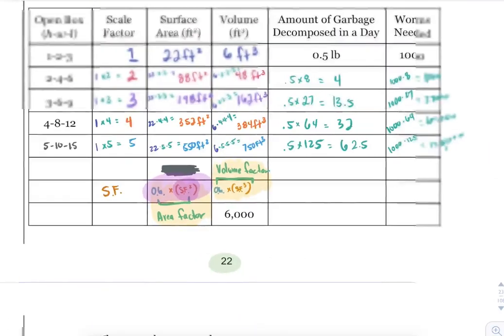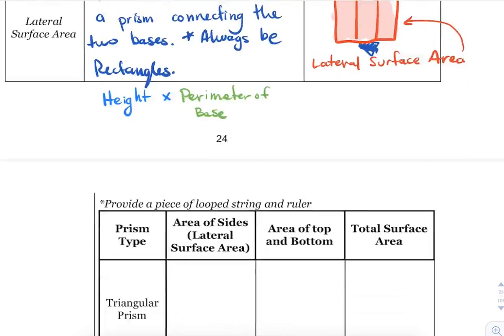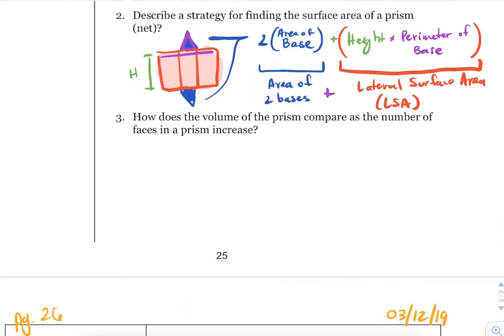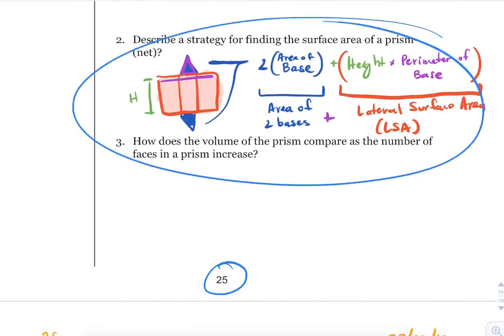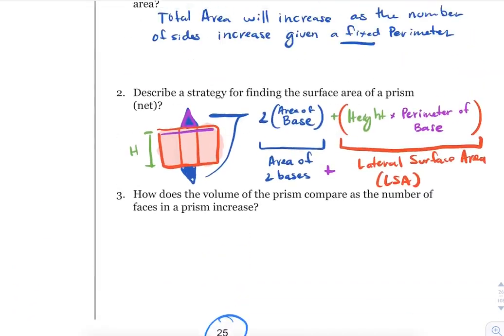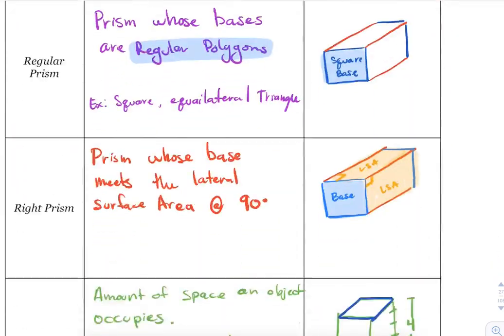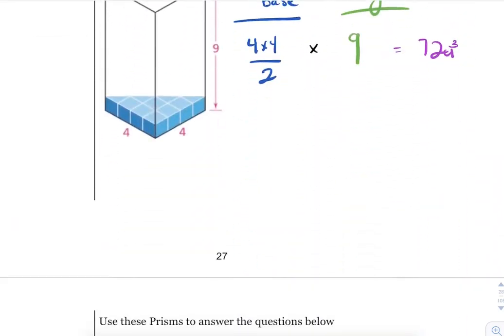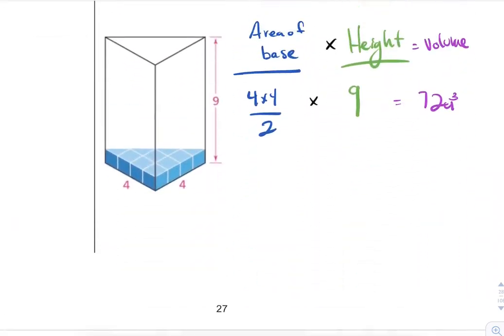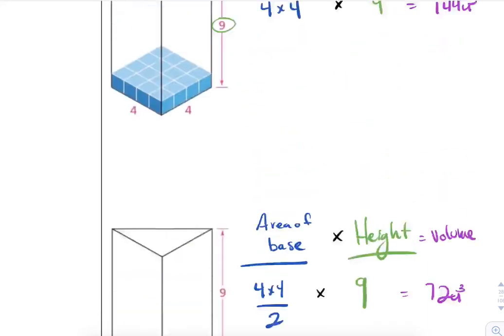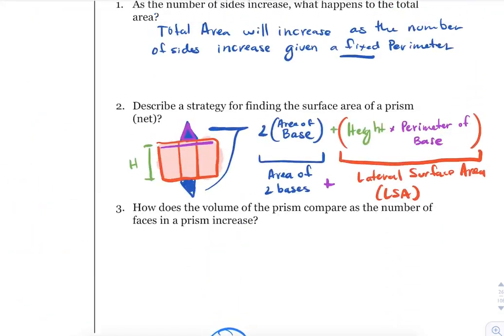Now, if you look on your notes on page 2.1, which is going to be page 25, that tells you how to find the surface area. And if you look on page 27, that'll give you the volume of a triangular base pyramid. So 25 and 27 will give you the two values. I'm going to use this one. I'm going to make a net for that.